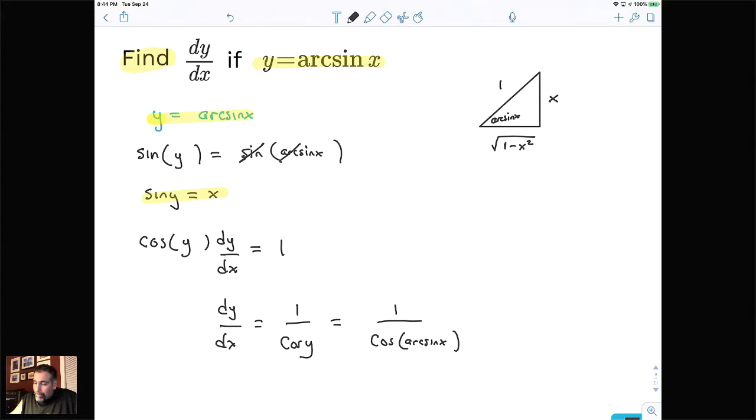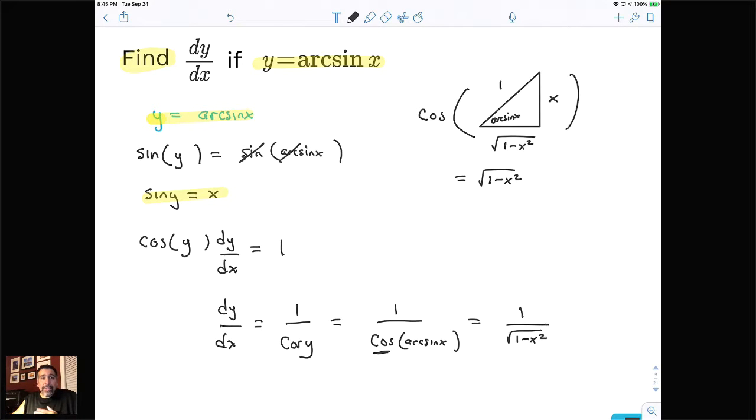In this example, I'm being asked to take the cosine of that angle. So you're going to see me write the cosine of this. And all of a sudden, the cosine of this angle is equal to the adjacent side over the hypotenuse. And that ends up being the root of 1 minus x squared, which means when I come down here, my numerator stays 1, but I can now simplify the cosine of arcsine of x and make that the square root of 1 minus x squared.